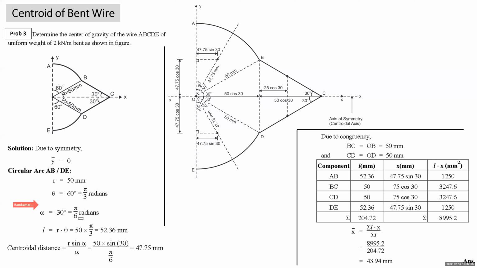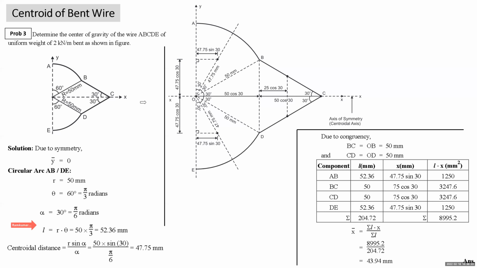Alpha is half angle, 30 degree or pi by 6 radians. Length of this arc is r theta, that is 50 into pi by 3. Right? You got length of this arc. Centroidal distance which is measured along axis of symmetry is r sin alpha upon alpha. In the numerator here we'll substitute alpha in degrees and here in radians, so that I don't need to change the mode of the calculator. So it comes out to be 47.75 mm. Now we have made the table.